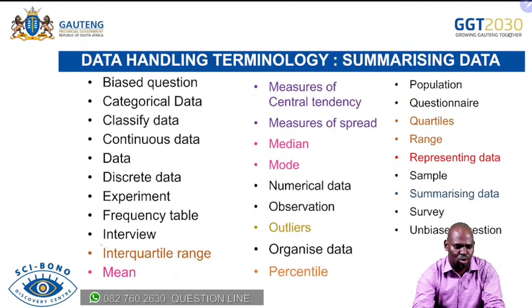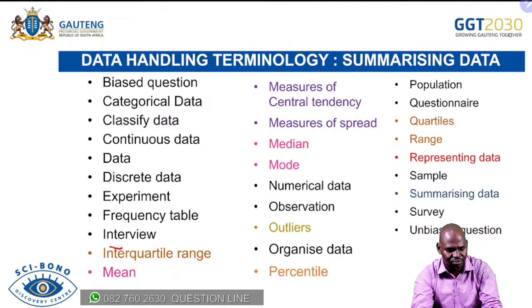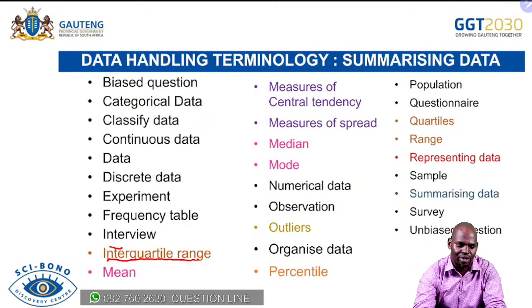The first one is interquartile range. Remember that interquartile range is the difference between quartile 3 and quartile 1. So if they ask you to define interquartile range, you must know that interquartile range is the difference between quartile 3 and quartile 1.